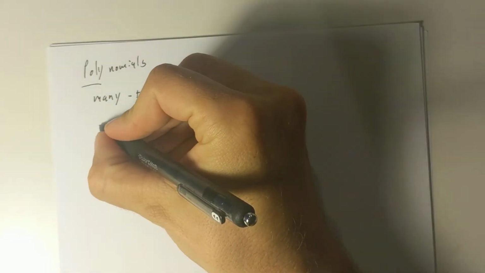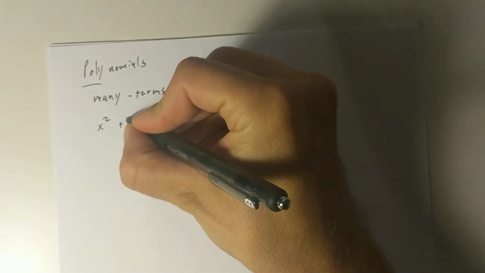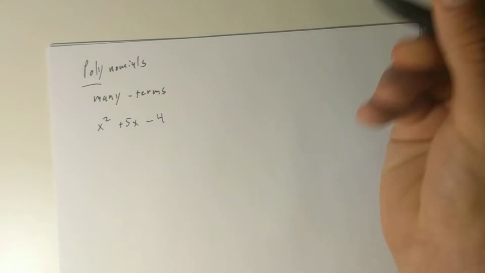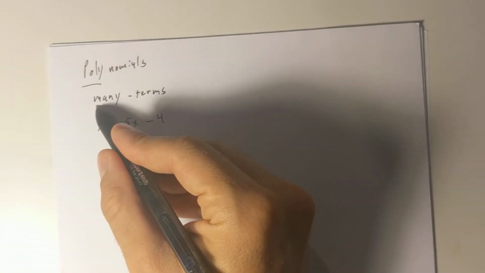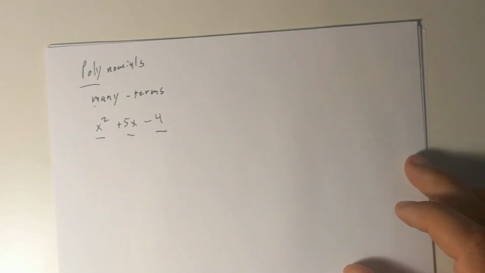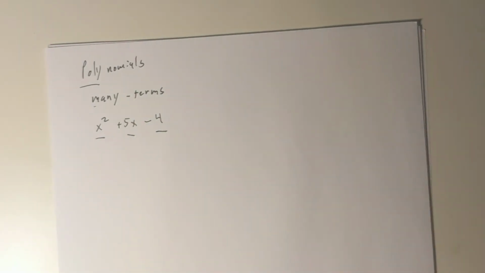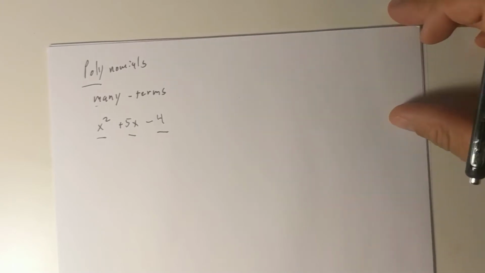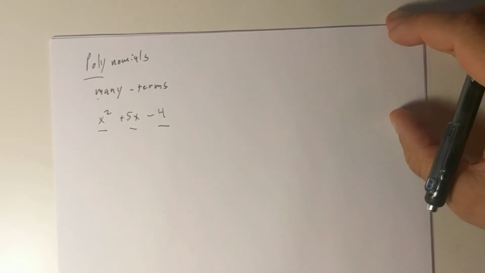For example, you've seen something along the lines of x squared plus 5x minus 4. That's a polynomial. How many terms? Well, 1, 2, 3. So this thing has 3 terms. All right, so there are 2 different ways to actually categorize polynomials.